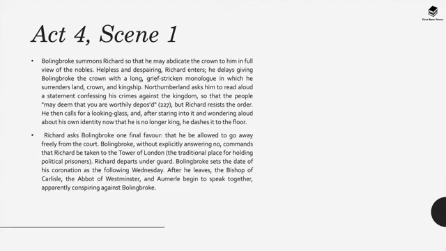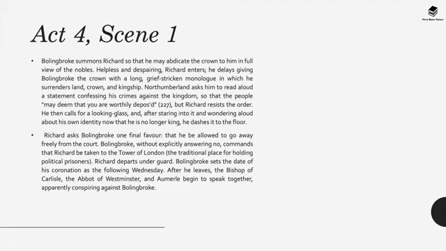Richard asks Bolingbroke one final favor, that he be allowed to go away freely from the court. Bolingbroke, without explicitly answering no, comments that Richard be taken to the Tower of London. Richard departs under guard. Bolingbroke sets the date of his coronation as the following Wednesday.